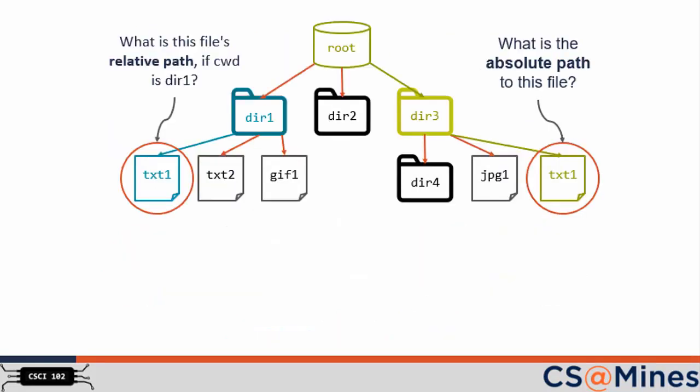Now let's consider these two example paths together. For the relative path, because the current working directory is already dir1, the location of the text file is within dir1. Then the relative path is just txt1. That's it. An absolute path always starts at the root of the tree. So in this case, the full path is root/dir3/txt1.